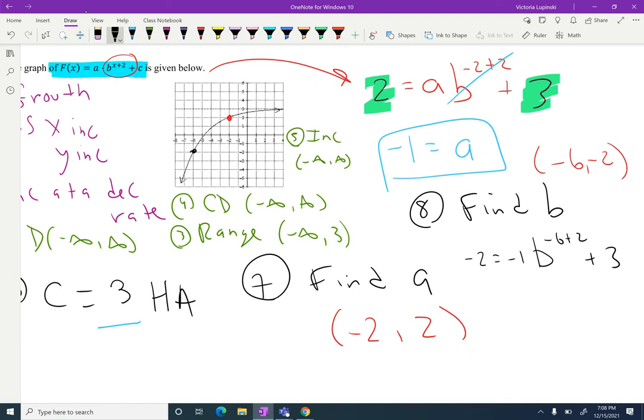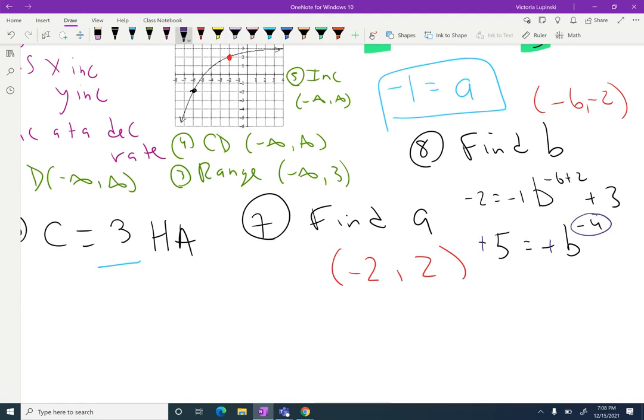So then from here, if you subtract the 3 from both sides, you're going to get -5 equals -b to the -4th. If both sides are negative, you can cancel them out to be a positive. We don't really want that negative exponent, so you are able to rewrite this as 1 over b to the 4th. That's how you get rid of a negative exponent.